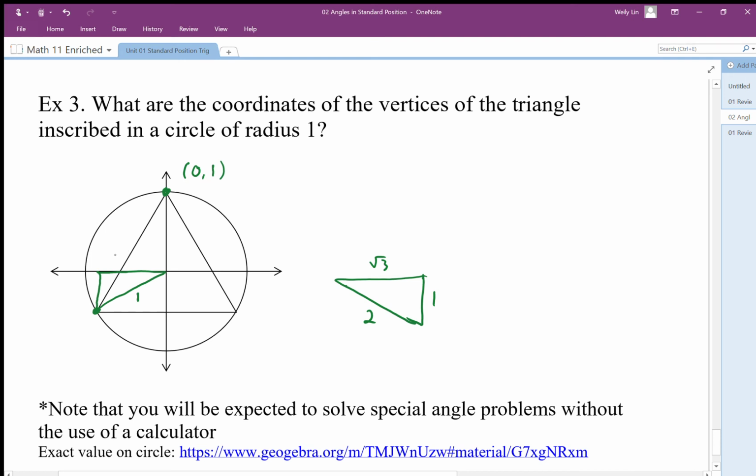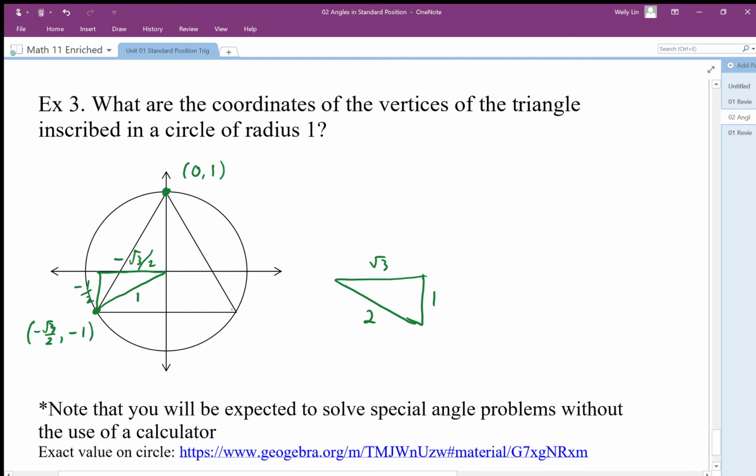This is going to be negative root 3. Negative root 3 is a long side. Negative 1 is a short side. But now this has to be divided by 2. Because this triangle is half the size of this one here, we need to have negative root 3 over 2, and negative 1/2. So the coordinates are going to be negative root 3 over 2 is my x, negative 1/2 is my y.